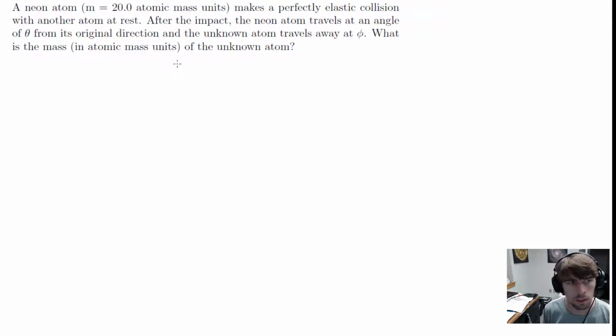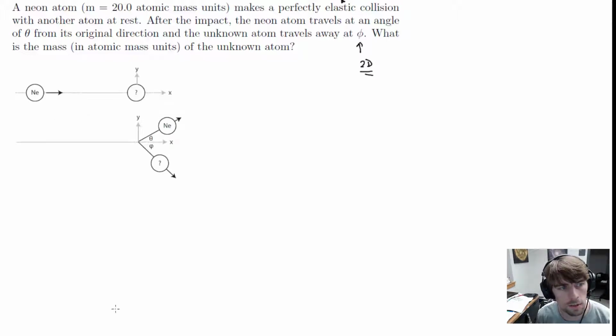Okay, so if we see, we actually have a 2D collision now, because notice we keep getting these angles. That indicates to us that we're dealing with some sort of 2D collision. And then, of course, we have this hint that the collision is perfectly elastic. It's always good to draw a picture. I, of course, have cheated and have drawn one in advance. This is what we're dealing with. Neon atom comes in, strikes the unknown atom, and they come off at angles.